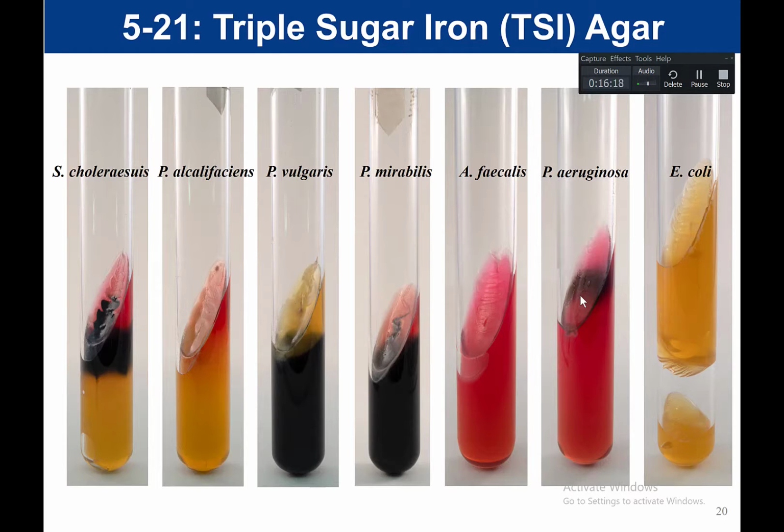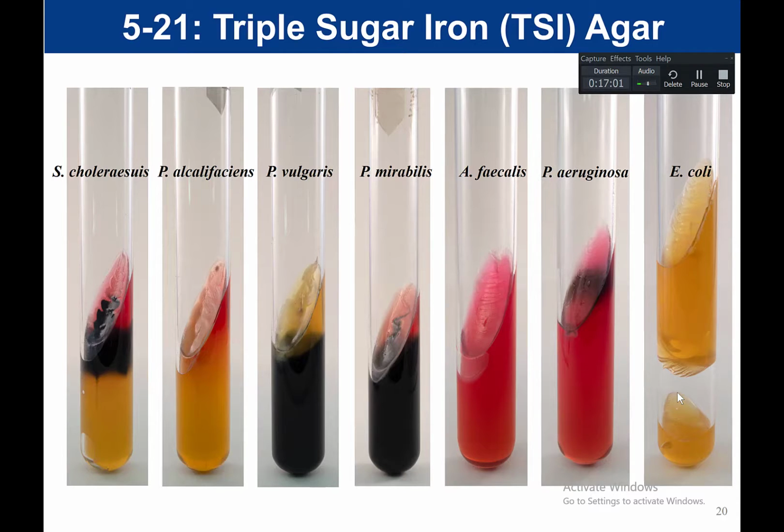Then we get to E. coli. E. coli is yellow throughout. And notice that it broke the agar. The agar separated. That's because E. coli can use glucose and at least one disaccharide. That's why the slant stayed yellow. It used at least one disaccharide. And it does not produce H2S. It's not going to produce hydrogen sulfide because there's no black, but it did produce gas as part of its fermentation. And so the yellow is an all sugar fermenter. It's able to use glucose and at least one disaccharide, but it is negative for H2S.